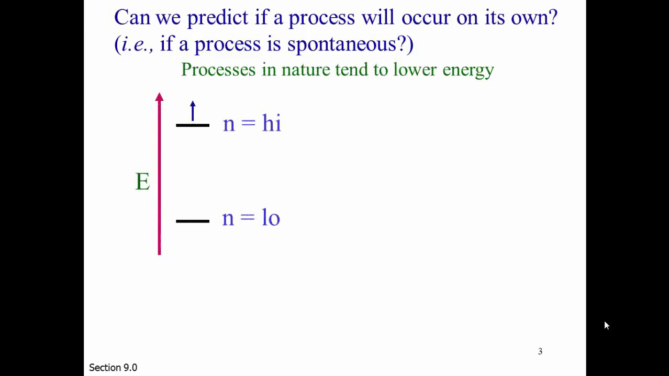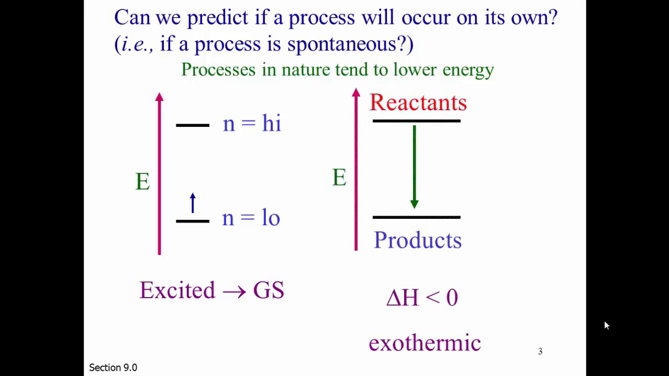Processes in nature tend to lower energy. Electrons that are far away from the nucleus in high energy orbitals will prefer to go to low energy orbitals. Excited electrons will go to ground state. Also, high energy reactants will go to lower energy products spontaneously. Delta H will be negative for these exothermic reactions.